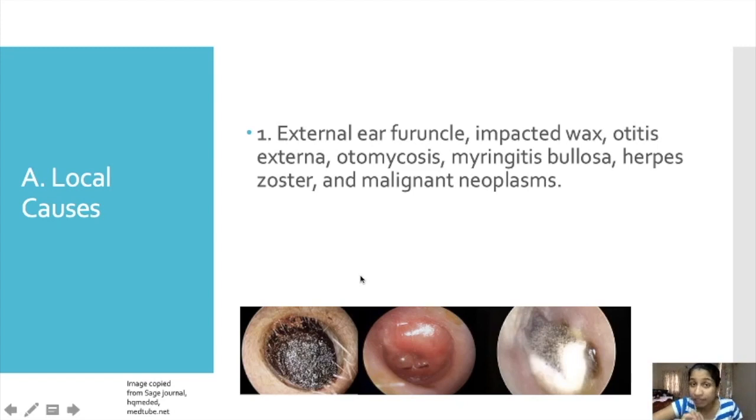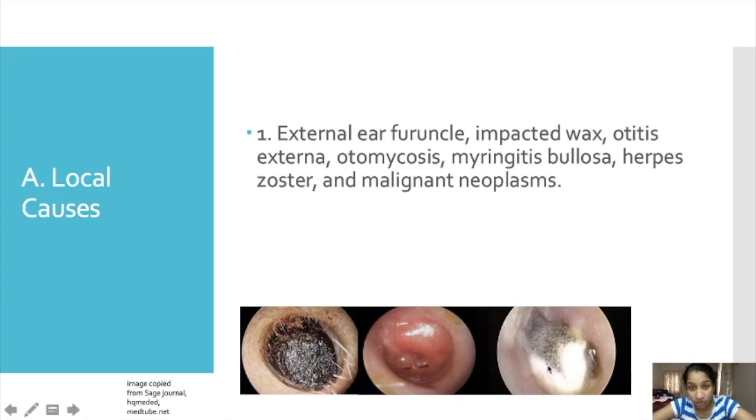External ear furuncle: a boil or any furunculosis that happens at the hair root. If there is a furuncle, the patient will complain of ear pain. Impacted wax: the ear canal gets obstructed with ear wax, so that will also cause pain. Otitis externa, that is inflammation or infection in the external ear canal. Otomycosis, it's a fungal infection affecting the external ear canal.